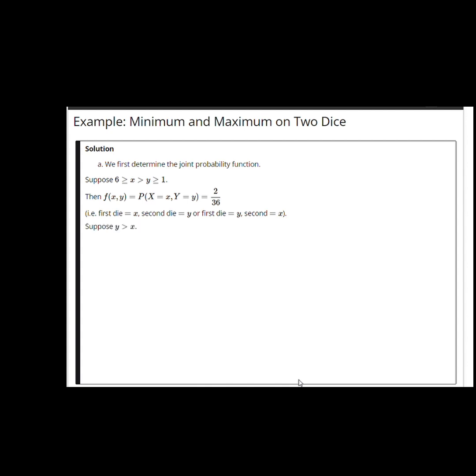What if y is bigger than x? Remember that y represents the value of the minimum, x the value of the maximum. It's impossible for the minimum to be larger than the maximum, so in this case the joint probability function f of x y is equal to 0.